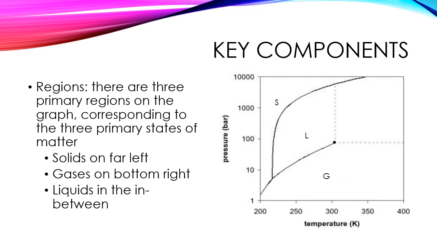Gases require a higher temperature and a lower pressure, so we want something that is low on the y-axis but far to the right on the x-axis. So that bottom right region becomes gas. This means that liquids is in between.